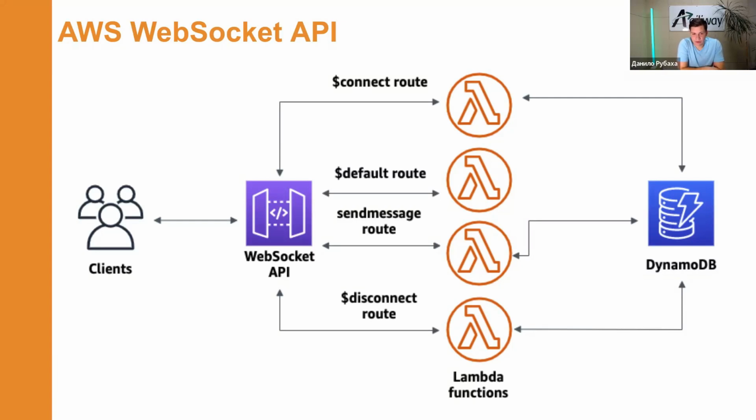When we want to send the response back to client, we can use the connections API that is a part of WebSocket API to send a post request to client.